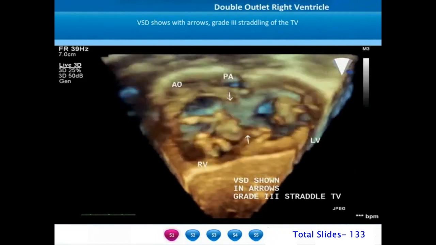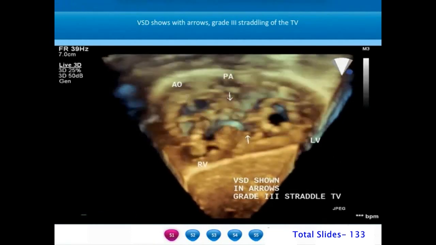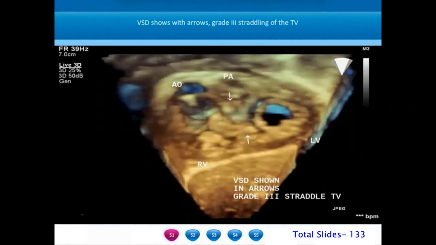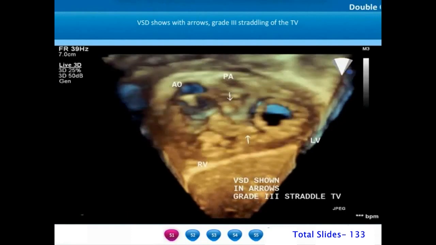Even though the ventricular septal defect is subaortic, we will not be able to route this left ventricle towards the aorta with a VSD patch without disturbing this tricuspid valve apparatus, which is straddling into the left ventricle.